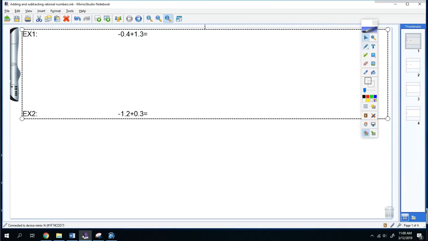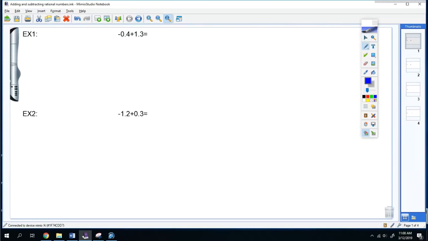So since the signs are different, it's going to be like subtracting, and you take the sign of the greatest absolute value. So you do 1.3 minus 0.4. You borrow, make a 0, 13, and that'd be 9. So the answer would be 0.9. It'll be a positive because my 1.3 is greater than negative 0.4. All right, so now you try one.